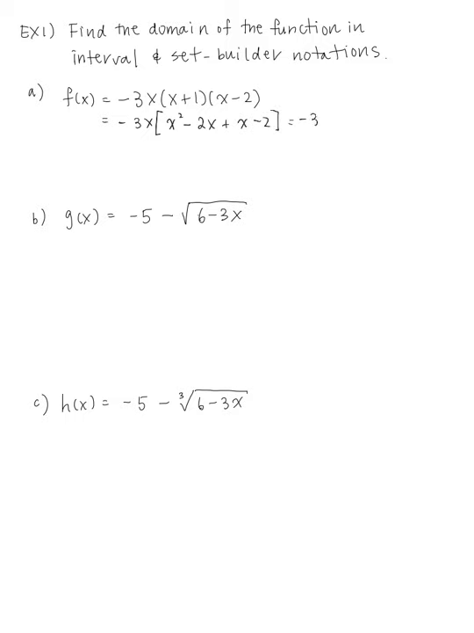So that's the same thing as negative 3x times x squared minus x minus 2. Do you see that we're going to have negative 3x cubed plus 3x squared, and then plus 6x? So notice that this is a polynomial. Therefore, no matter what, our domain of f, and remember the 3 dots means therefore, the domain of f is the set of all x values such that x is all real numbers.